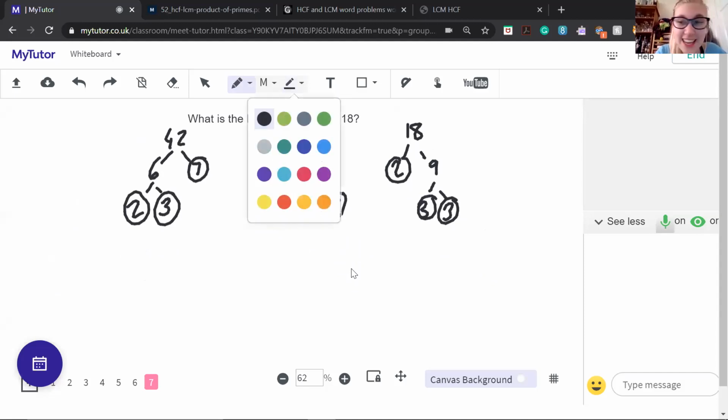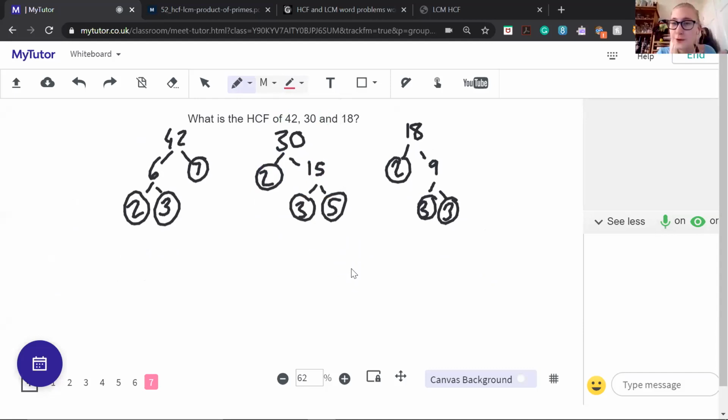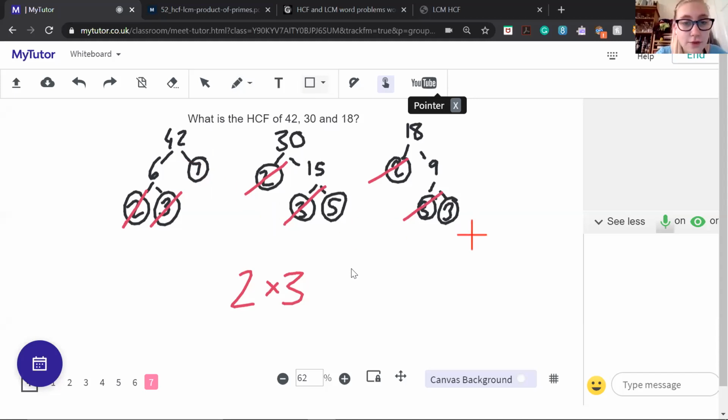What I'm going to do here is a slightly different method, just in case this one didn't make any sense. If you imagine these as like cherries on a tree, we'll pick all of the identical ones. So 2 goes into all of these, so we can have 2 in our factor. 3 goes into all of these, so we can have 3 in our factor.